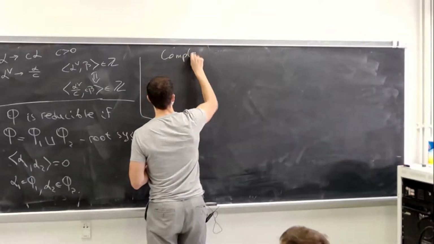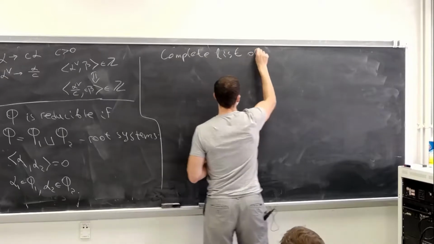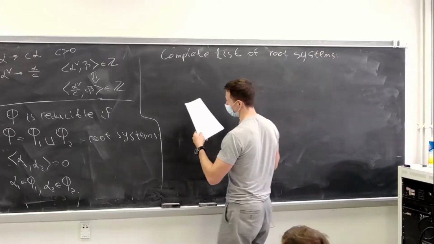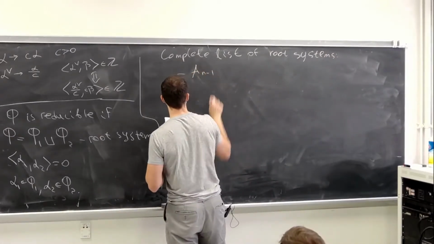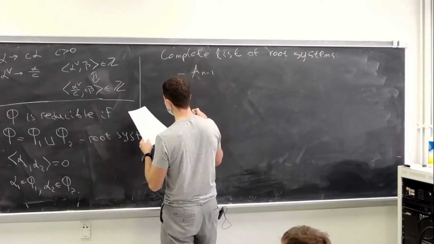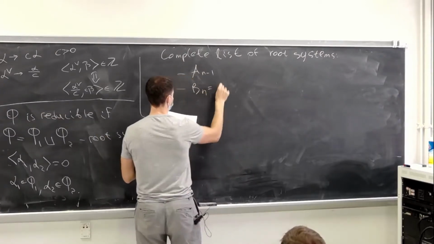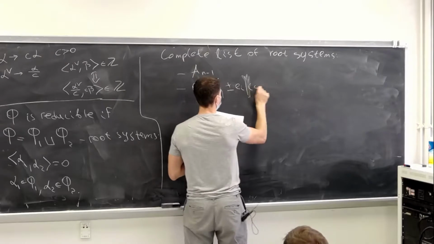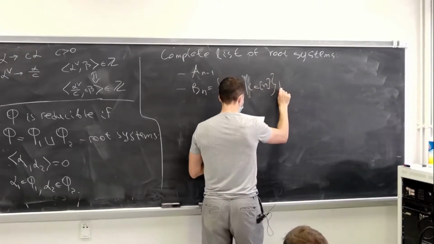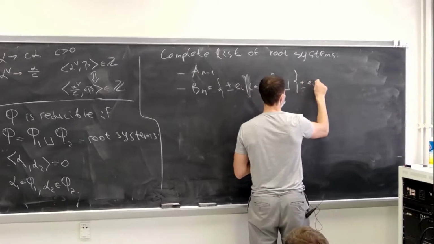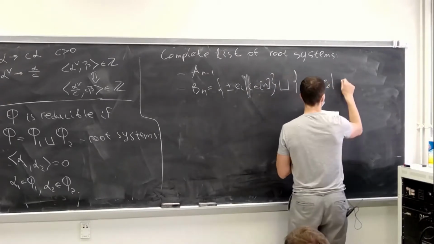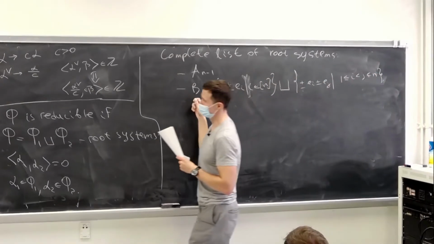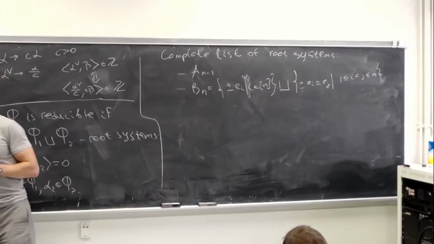Complete list of all root systems in 3 minutes. First one is A_{n-1}, which has the definition over there. And the next one is B_n, which consists of all vectors plus or minus e_i, i in [n], disjoint union plus or minus e_i plus or minus e_j, where i is less than j. And for n equals 2, you get this picture here.